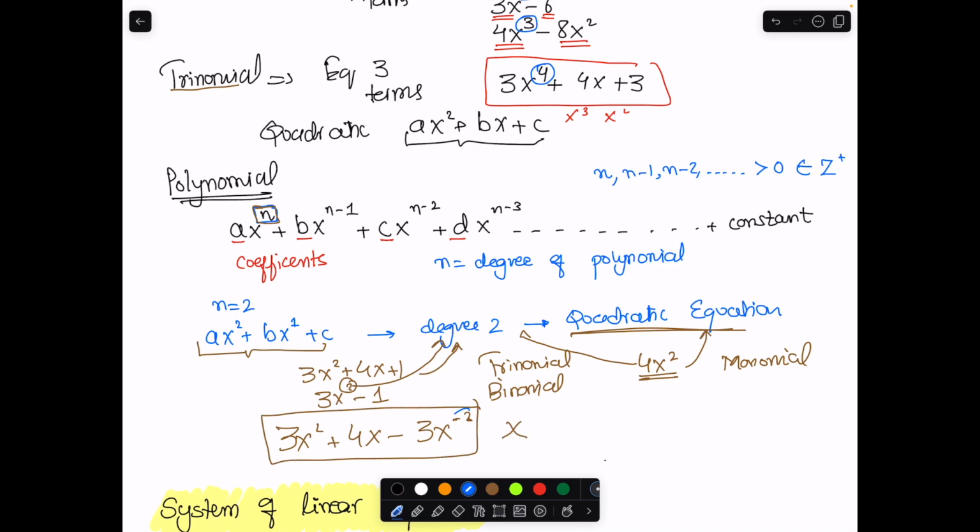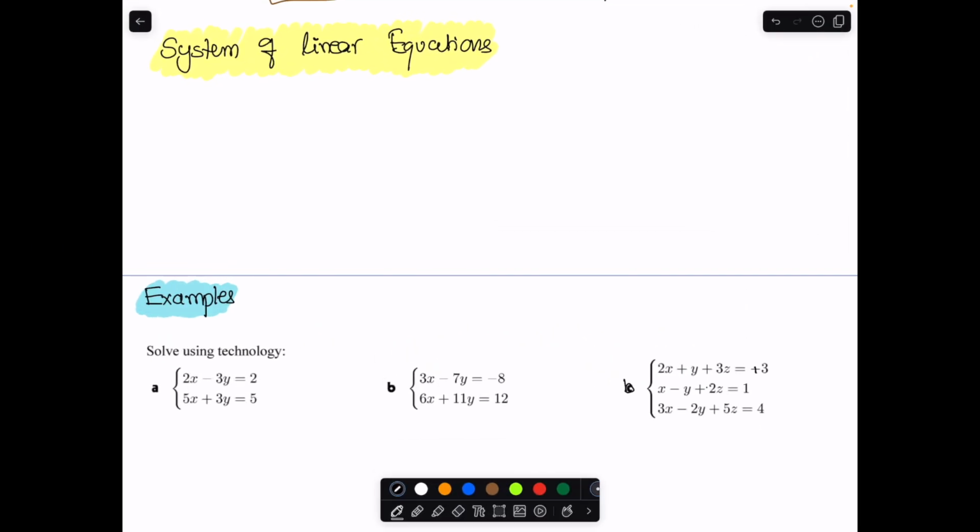Reason being is this negative sign. A negative sign can never be a polynomial. Next, we need to talk about the system of linear equations. A linear equation is what we define as a polynomial with degree equal to 1.